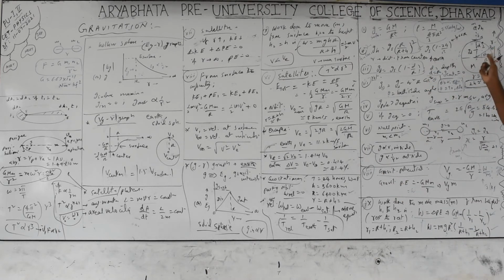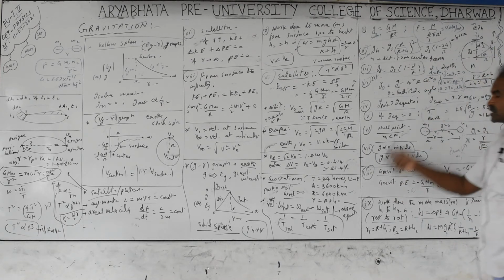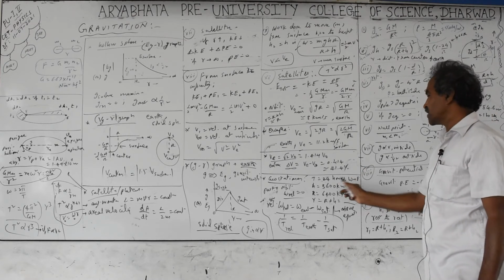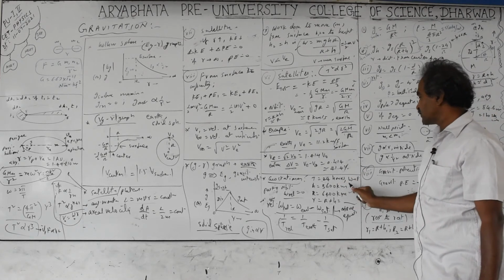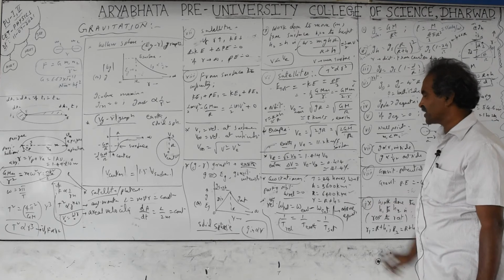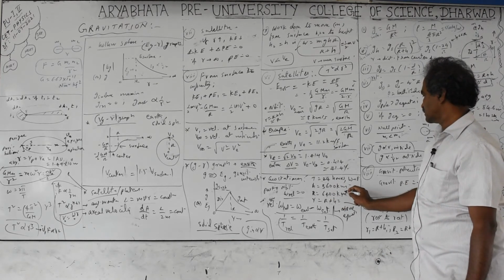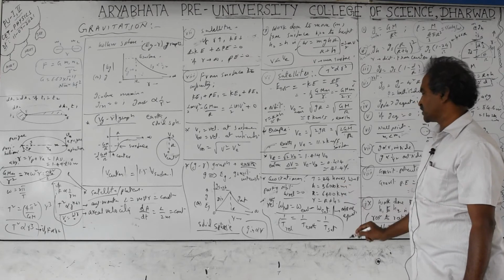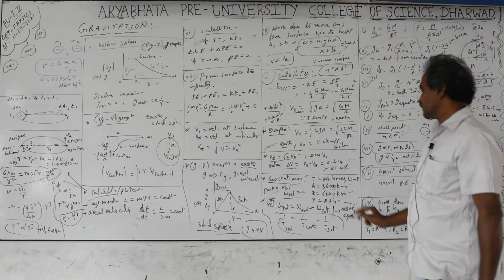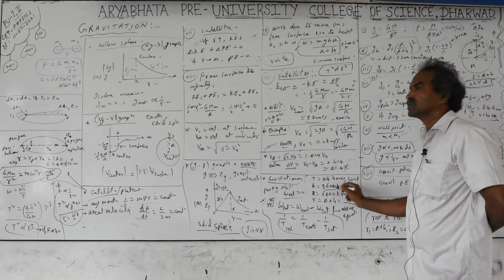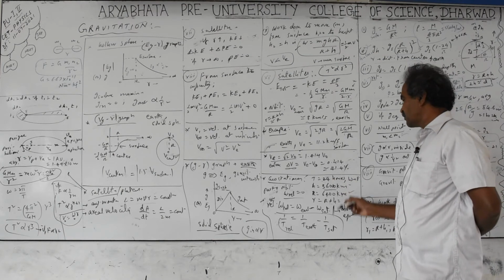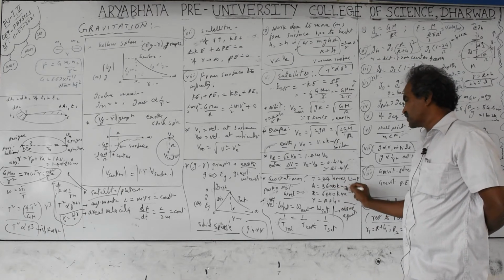The time period of rotation of the Earth is 24 hours. The time period of revolution of the satellite must also be 24 hours. One is rotation and one is revolution, both 24 hours. The height of the geosynchronous satellite is approximately 36,000 kilometers, or 35,500 something if you want to be more accurate. Approximately, I am giving 36,000 kilometers.